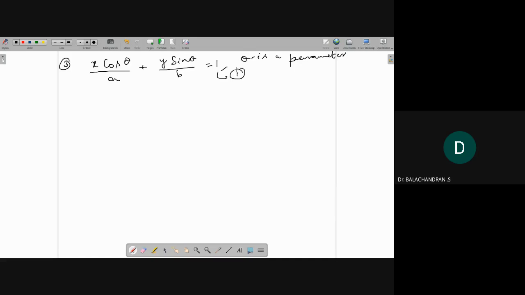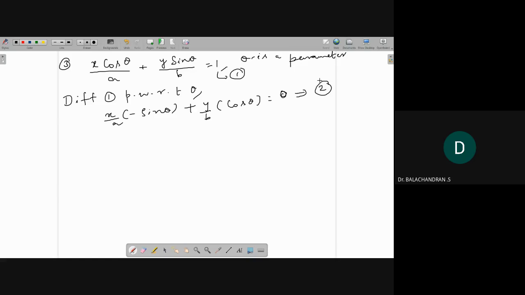You take this as 1, differentiate equation 1 partially with respect to theta. So you get x by a into, to differentiate cos theta, you'll get minus sin theta, plus y by b into, to differentiate sin theta, you'll get cos theta, is equal to 0. So I call this equation number 2. Now we need to eliminate theta from 1 and 2.